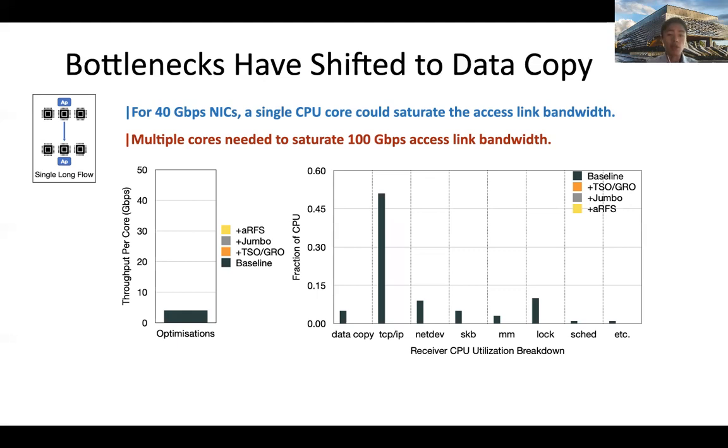After enabling TSO and GRO, throughput per core increased to 15 gigabits. We see that the TCP/IP and locking overheads are reduced, as the network stack now operates on larger 64 kilobyte packets, since GRO will coalesce packets before TCP processing. The netdev layer is responsible for several low-level packet processing functions. This is where GRO is implemented, and hence we see a corresponding increase in that overhead.